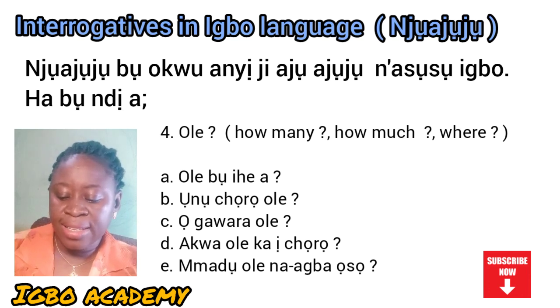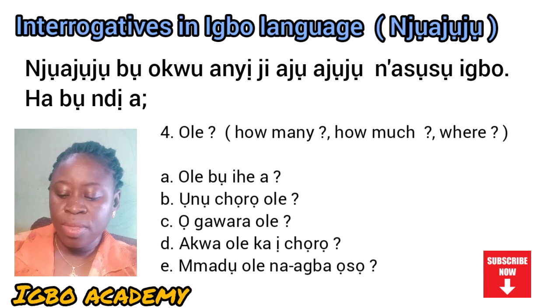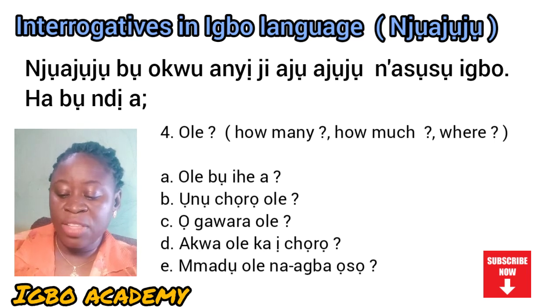Then the next example, the fourth example, is Ọ gawara ole? Where has he or she gone to? And we have another example. Akwa ole ka ị chọrọ? How many clothes do you want? So that is that for Ole.